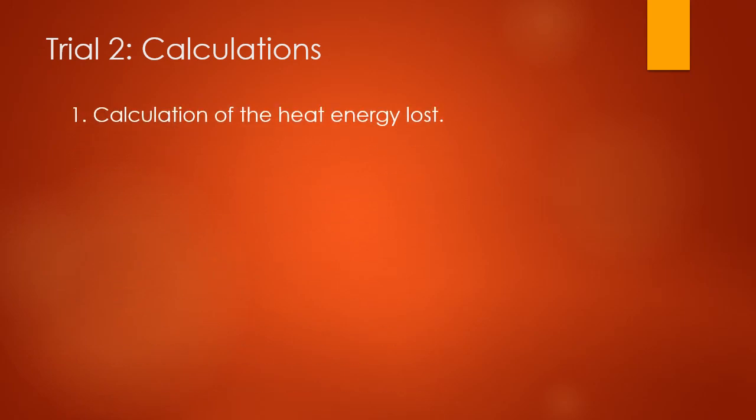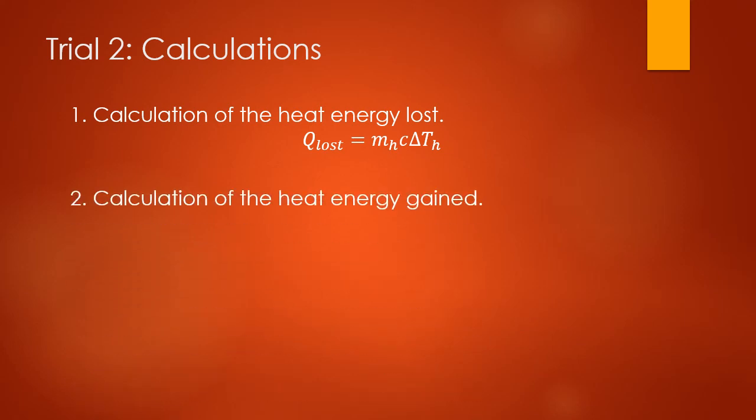You then use your data to do the 3 calculations that we did for trial 1, this time doing them for trial 2. So you start with your calculation of the heat energy lost using the mass of your hot water and the change in temperature of your hot water from your data table. You're then calculating the heat energy gained. This time, since the heat energy is gained by the cold water, you're using the data for your mass of your cold water and the change in temperature of your cold water.